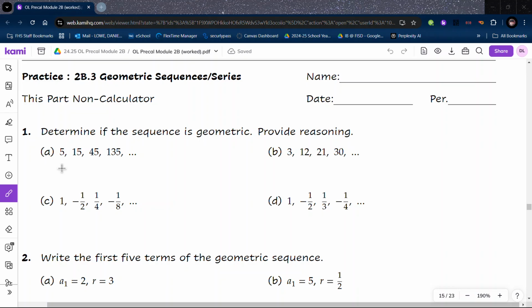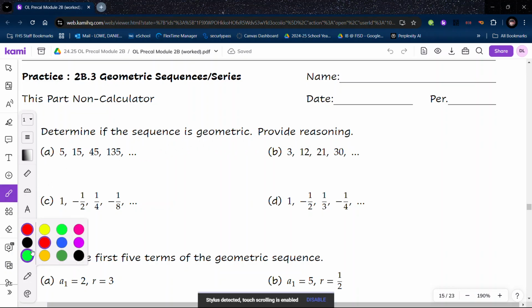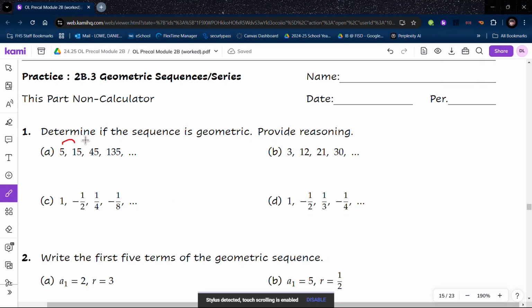So, first problem, we're asked to determine if the sequence is geometric and to provide reasoning. If we look at our term to term and we notice that we are multiplying by the same thing each time, all right, so we're multiplying by times 3 each time, then we can say we have a common ratio of 3. Therefore, geometric, right? So our reasoning is we have a common ratio, and that means that we're geometric.